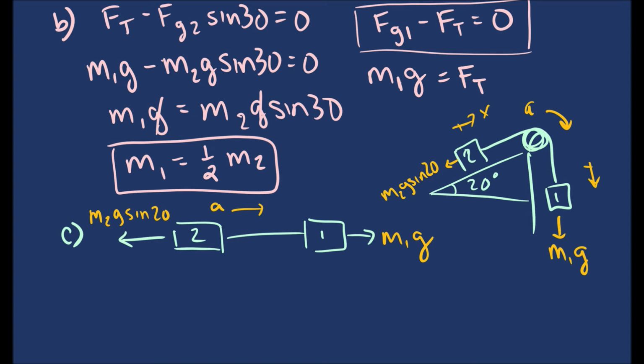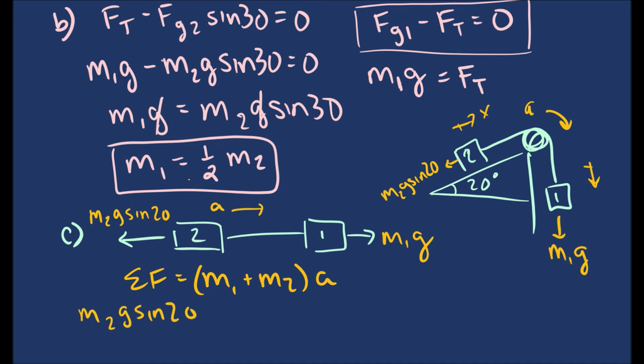So let's write Newton's laws for this whole system. The sum of the forces equals m1 plus m2 times the acceleration. We have negative m2g sine 20 plus m1g. Remember, it's negative because we've called to the right positive, and that's the direction of the acceleration. So m1g is our positive value, and m2g sine 20 is our negative value. And all of this equals m1 plus m2 times the acceleration.